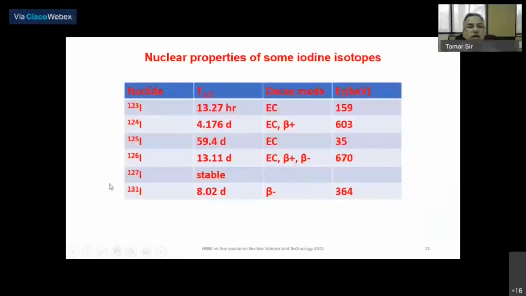Lastly, you will find iodine has several isotopes which are finding applications. Some of the nuclear properties of iodine isotopes I just listed here. Iodine-123, 13.27 hours, electron capture. 124 iodine, 4.176 days, electron capture. 125 iodine, 59 days, electron capture. 126 iodine, 13 days, electron capture, beta minus also. 127 iodine stable, 131 iodine, 8 days. Particularly, iodine will go and sit in the thyroid, so for thyroid imaging and treatment, many isotopes of iodine are very suitable.